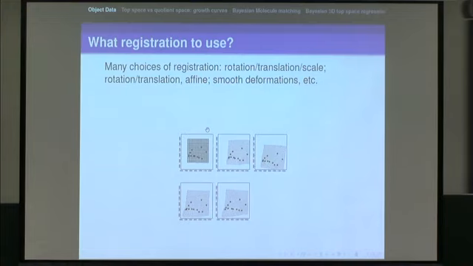So if we think about registration, which is the key thing I want to focus on, we've got many choices of registration and invariances that we want to get rid of. So the David Kendall invariances are translation, rotation, and scale. We might not want to get rid of the scale, so we might just want to get rid of rotation and translation, and that's size and shape space. We might want to get rid of affine transformations. That's affine shape space.